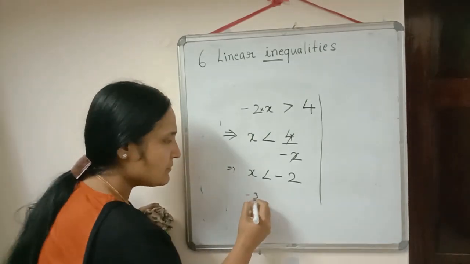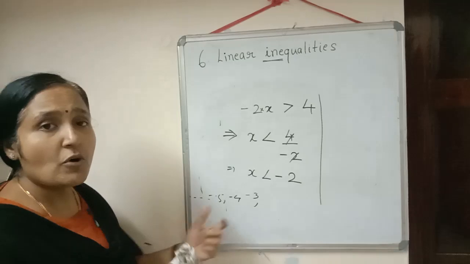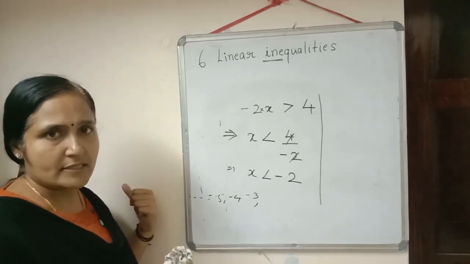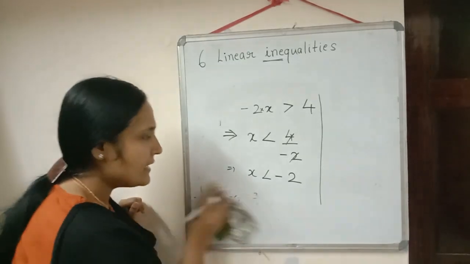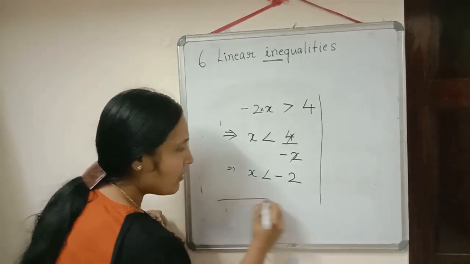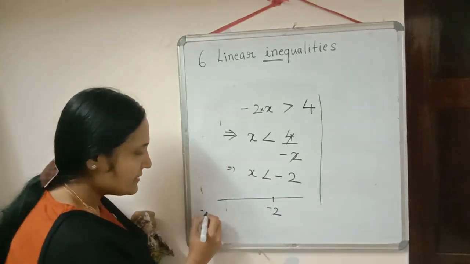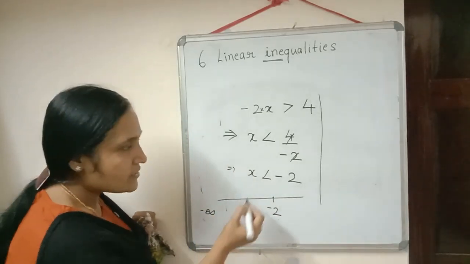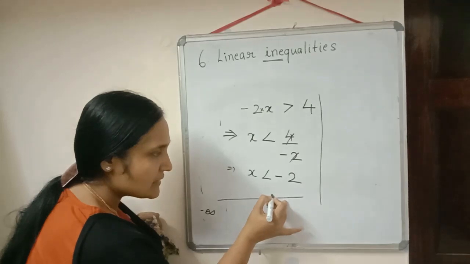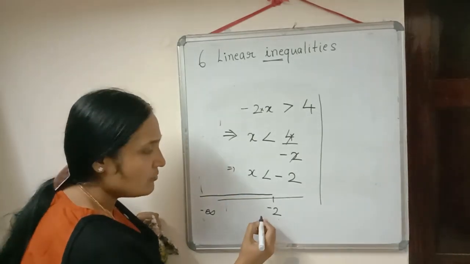Then what integers will come? Minus 3, minus 4, minus 5. In this way, so many integers are possible. If you are writing it as a real number, then how will we write? x will take all the values. Just write down here minus 2, and here it is minus infinity. So x will take all the values which are less than minus 2, but it will not take the value minus 2.